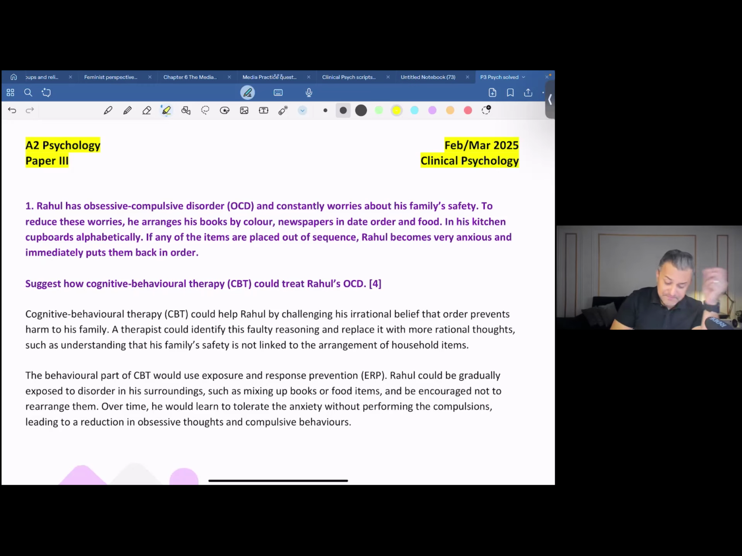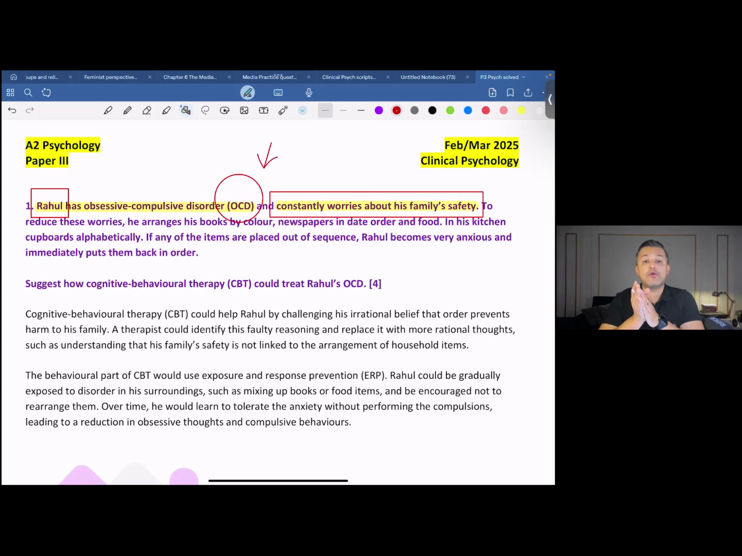So the question over here is, Rahul has obsessive compulsive disorder. We're talking about this gentleman with the name Rahul. Rahul has obsessive compulsive disorder and he constantly worries about his family's safety. So this gentleman constantly worries about his family's safety.